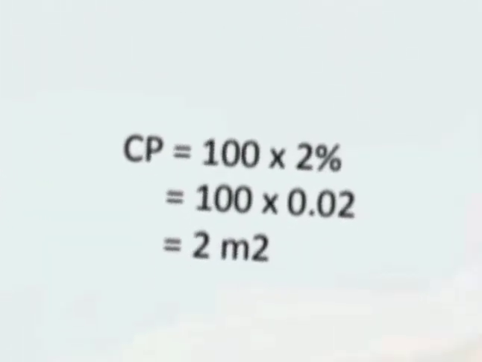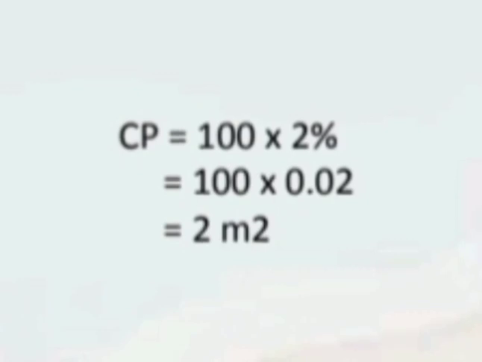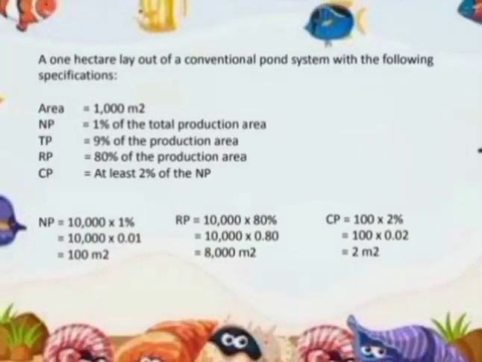Sa imuhang catching pen, you only have a 100 times 2%. So 100 times 0.02 it equals to 2 meters square. So, inano na siya pag-compute guys.